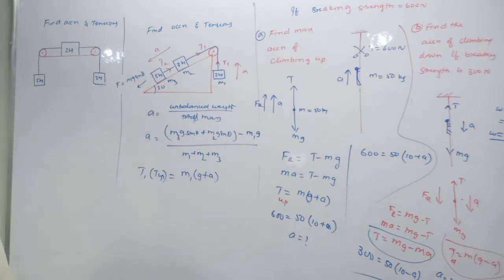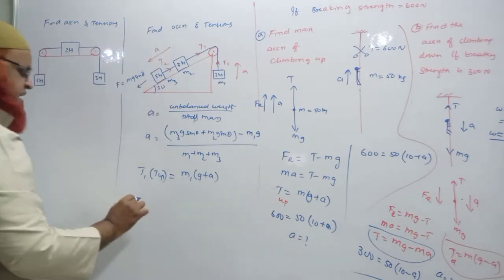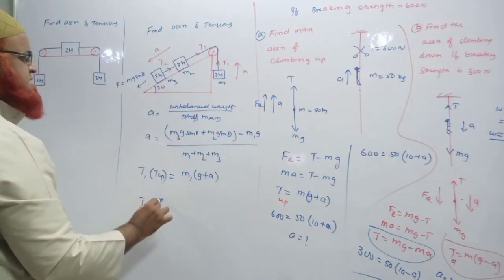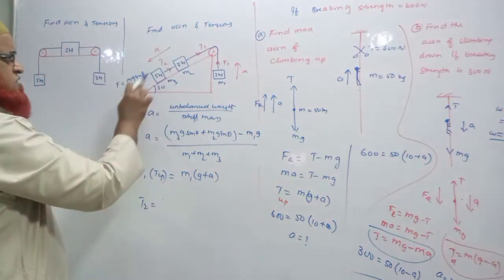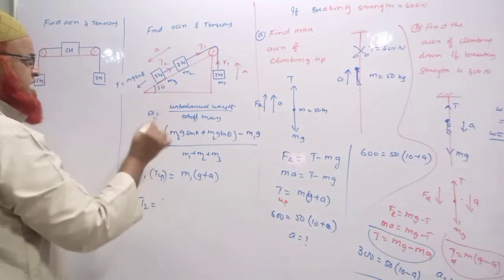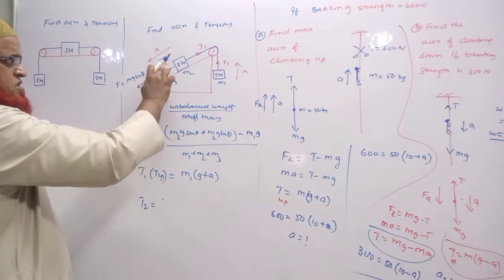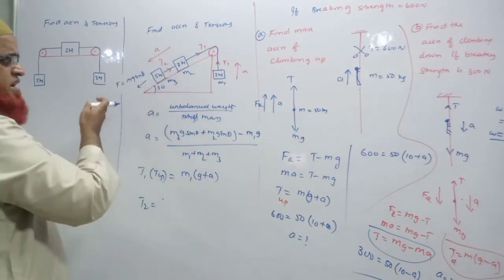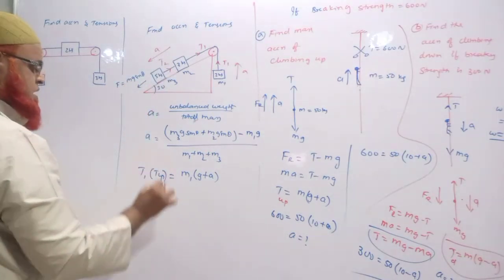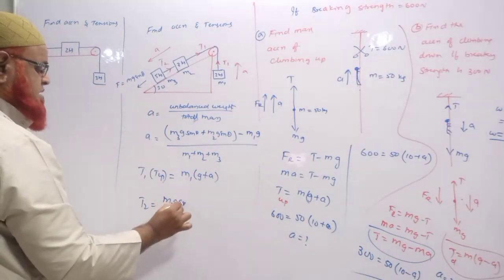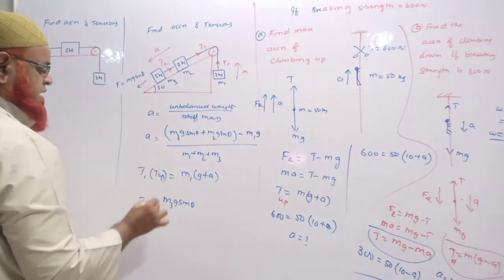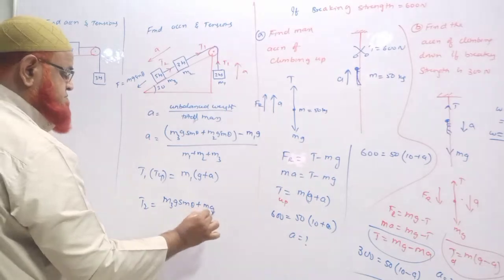How can you find out tension T2 now? This is going in this direction, is it? So can you write this? How can you find out this formula T2 now? This can be taken as only m3 is connected now. So only m3 is connected here. So you can take T2 is equal to m3g sin theta, plus ma.